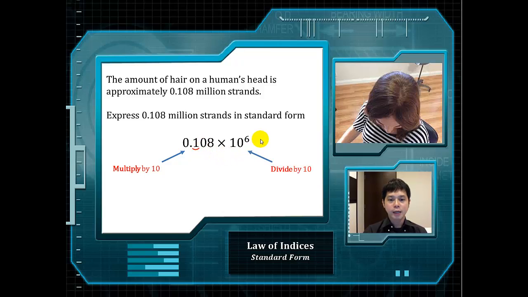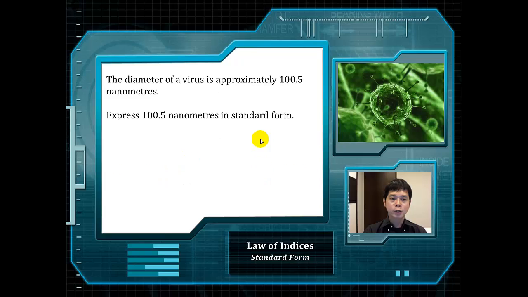Hence, we need to divide this by 10 to make the expression balanced. Finally, we will have 1.08 times 10 to the power of 5. Let's look at another example.